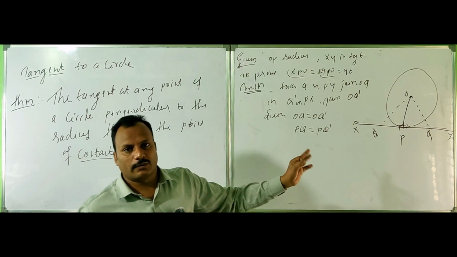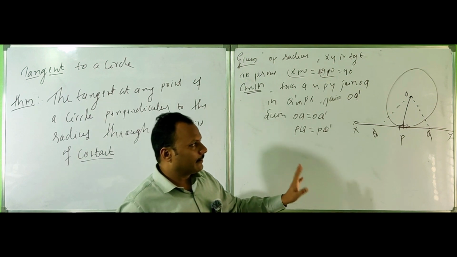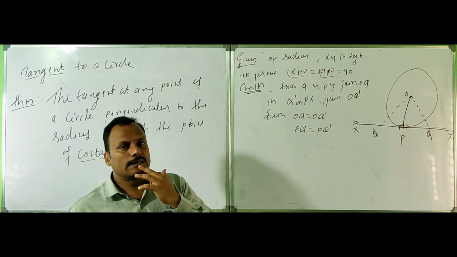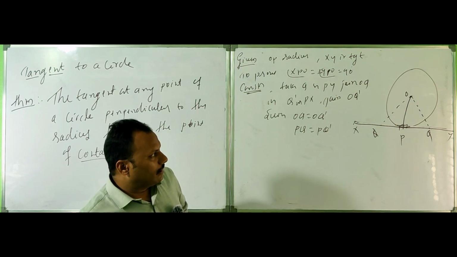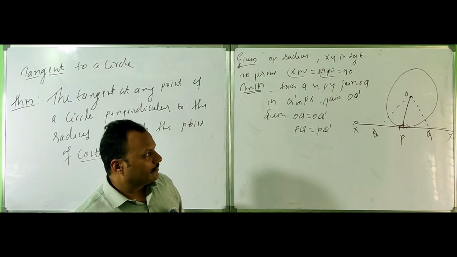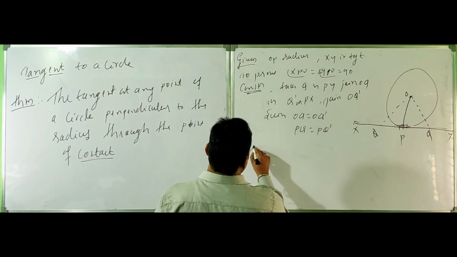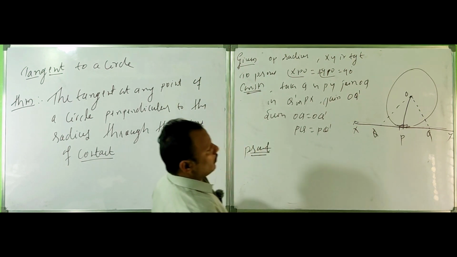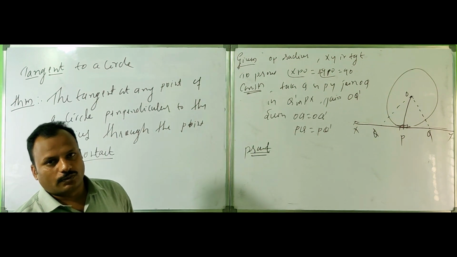Because according to the theorem, they have given different smallest part, largest part, something else. But I will prove this one by this method only, the similarity of the triangle. The next proof is: first, we need to prove OQ is larger than OP.